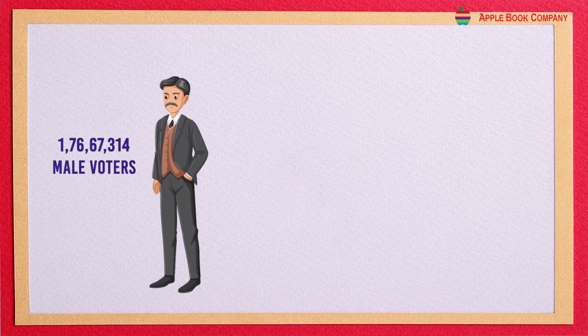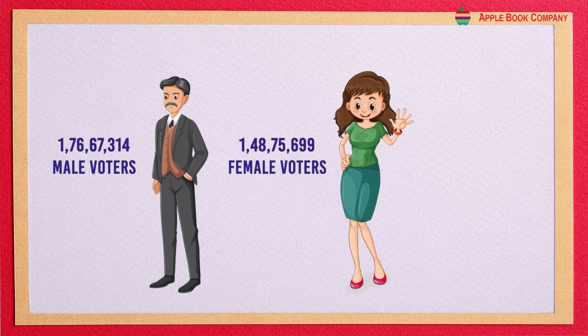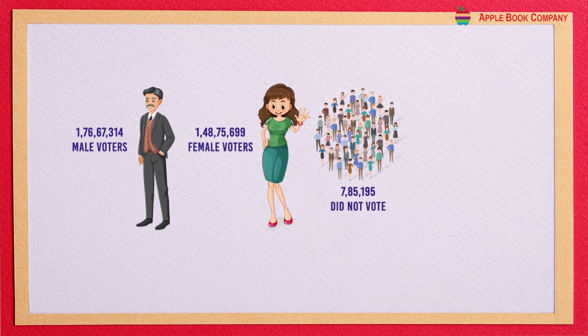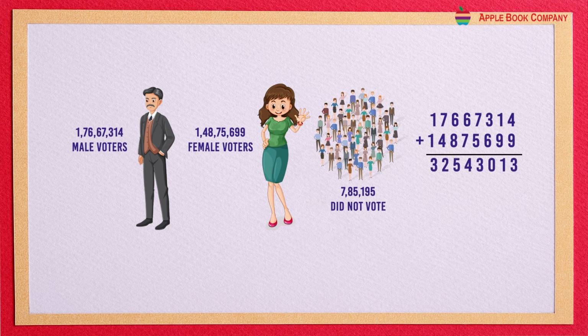Right, we're going to the 9th question. A state has 17667314 male voters and 14875569 female voters. In an election, 785195 voters did not vote. How many people cast their vote in the election? So add the total number of female and male, you will get 32543013, and subtract 785195 people who did not vote, you will get 31757818. So these are the people who have cast their vote in the election.